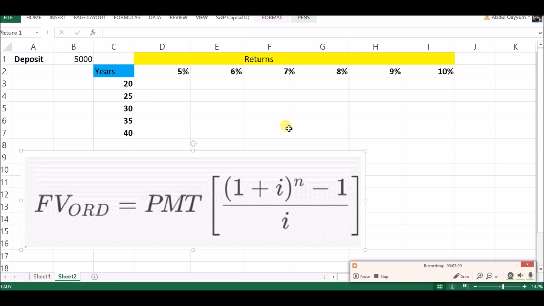Here we will calculate these things using Excel. Even if you use this formula, it will give you the same results. So let's try this out.